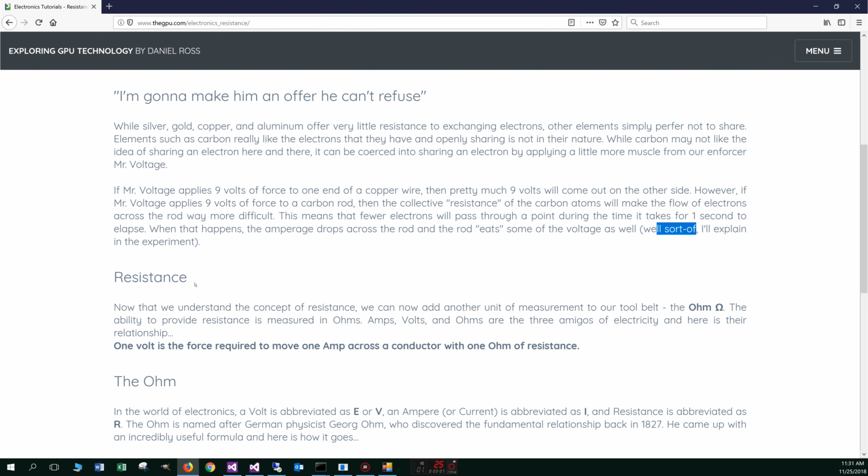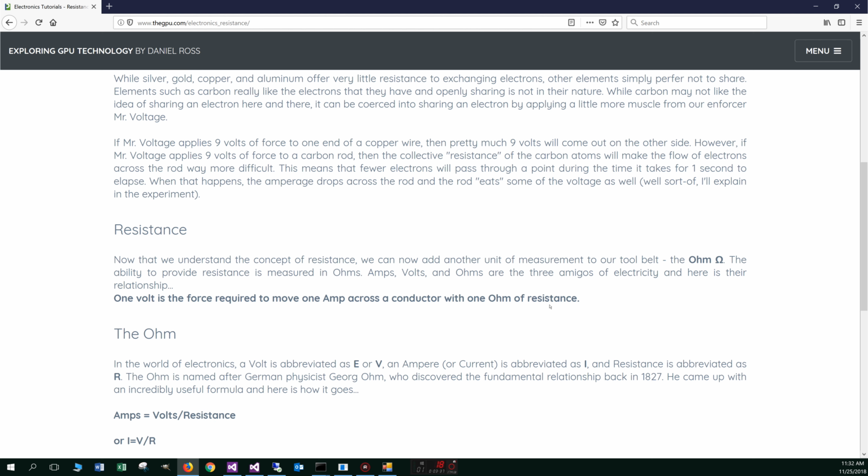Now let's talk about resistance. Now that we understand the concept of resistance, we can now add another unit of measurement to our tool belt, and that's the ohm, and this is the symbol for the ohm. Now, the ability to provide resistance is measured in ohms. Amps, volts, and ohms are the 3 amigos of electricity, and here is their relationship. 1 volt is the force required to move 1 amp across a conductor with 1 ohm of resistance. Okay, it's just that simple.